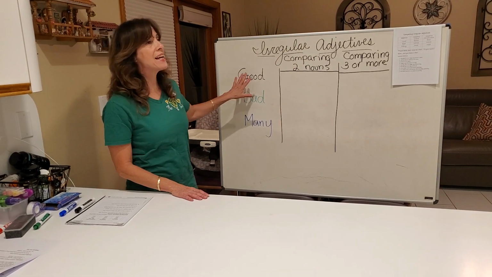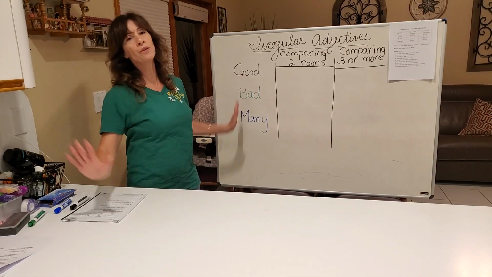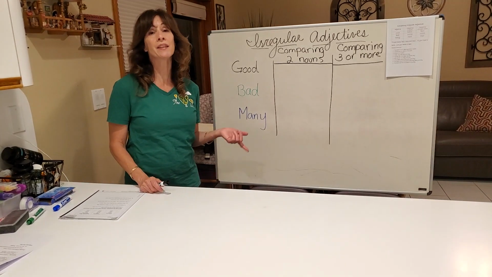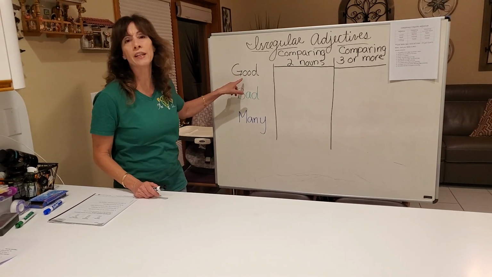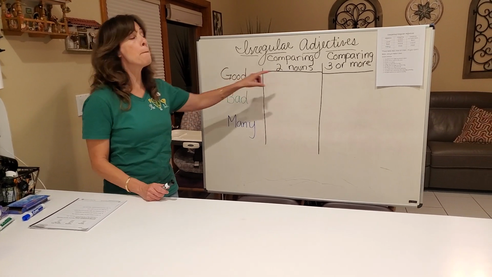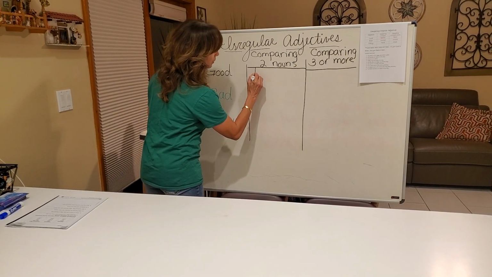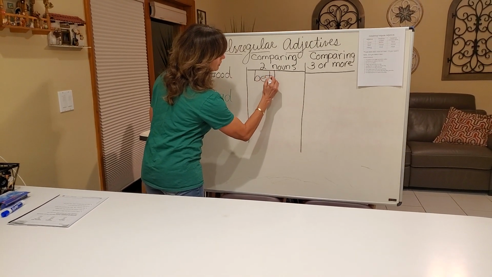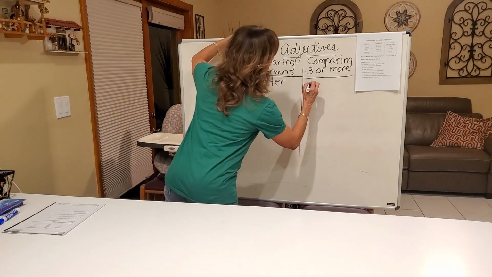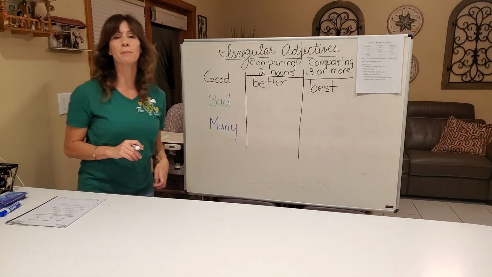And what if we want to say that the vanilla brownie is the best of all the brownies in the world? Then we wouldn't say the goodest or the bestest. We would say the best. So let's write that. Better would be the adjective we would use when we're comparing two nouns, and best would be the adjective we use when we compare three or more.